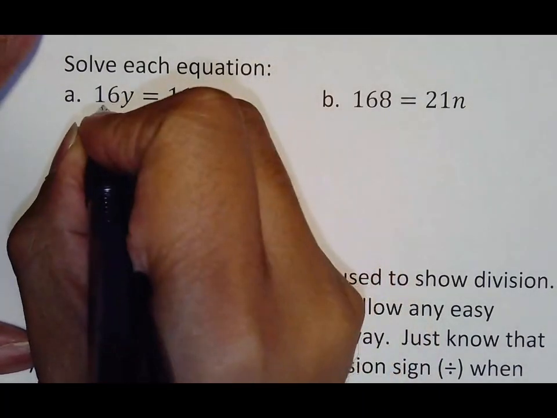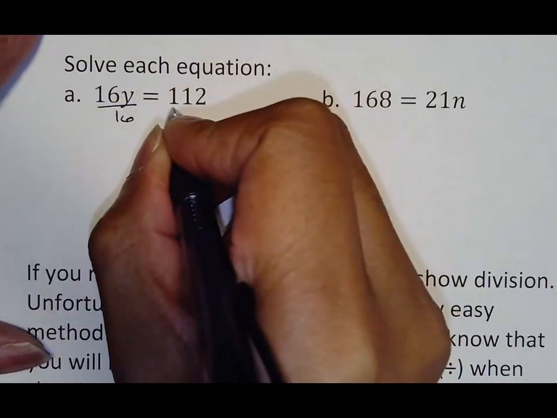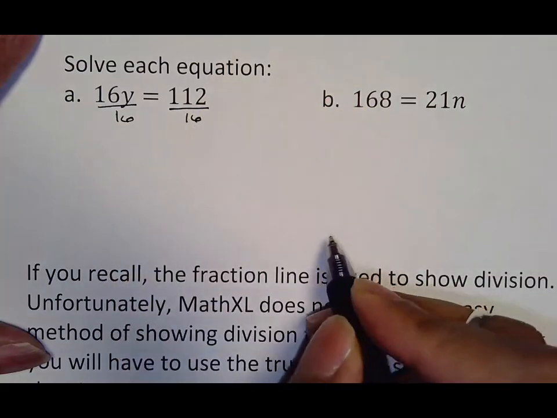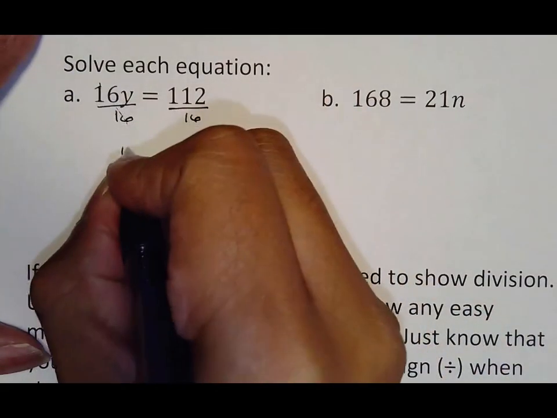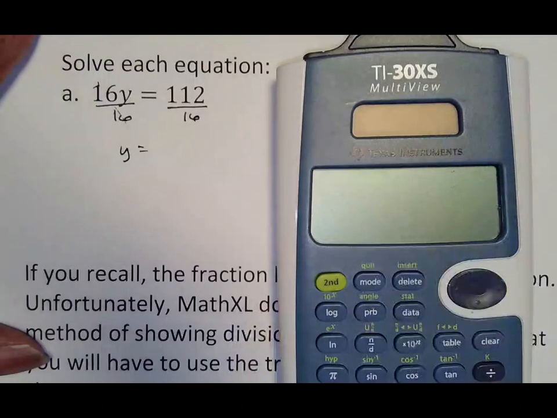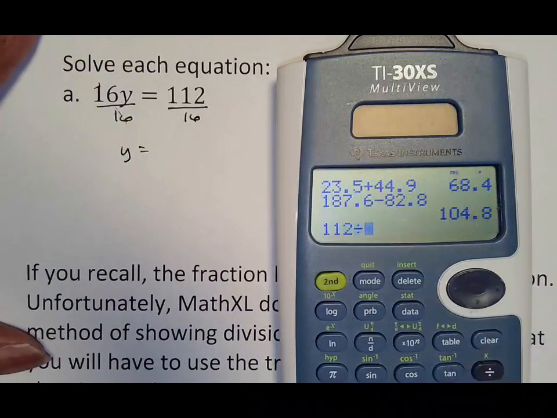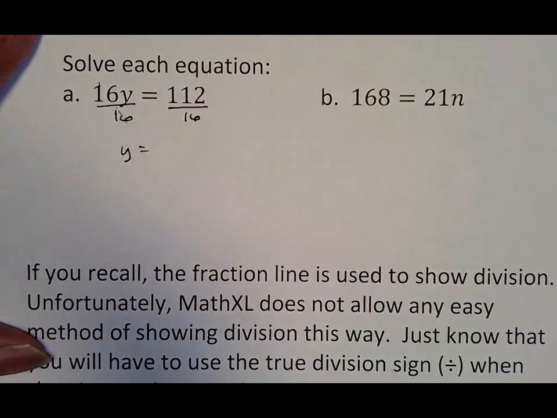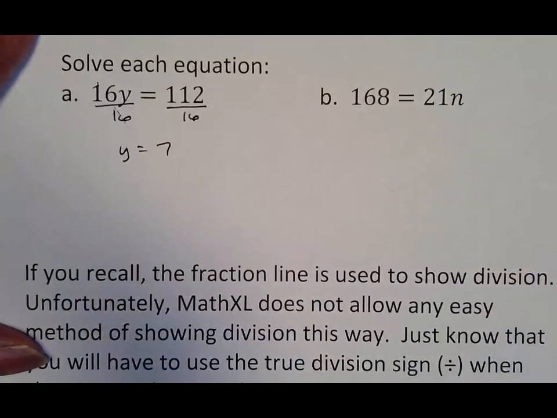And on paper, you would put divided by 16 because that means divide. You'd put divided by 16 here. 16s would cancel, y would come down, and whatever 112 divided by 16 is would be my answer, which is 7. So y would come down with 7.